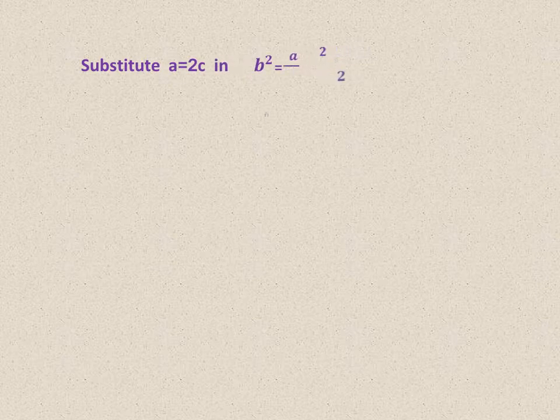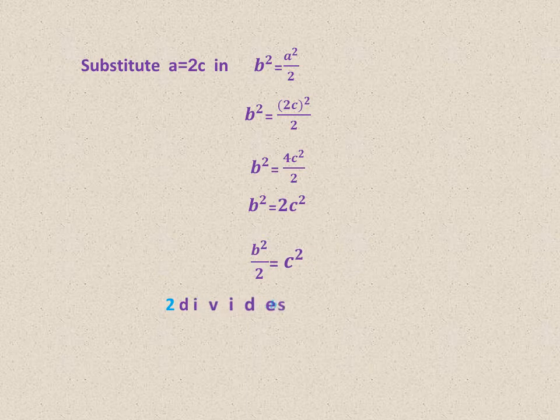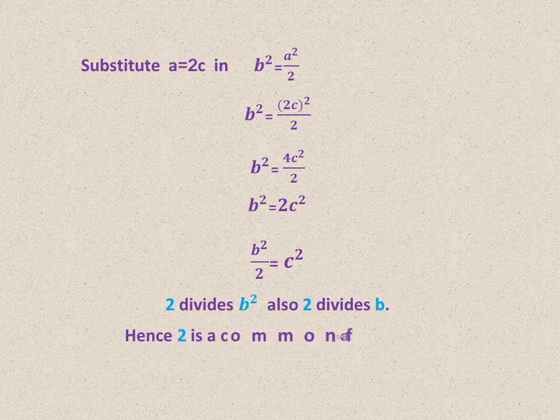So we substitute a equal to 2c in b square equal to a square by 2. So b square equal to 2c whole square by 2. 2c whole square means 4c square, so b square equal to 4c square by 2. Here 2 and 2 cancel, so 4 by 2 is 2, so we get b square equal to 2c square. So 2 is transposed to LHS, we can write b square by 2 equal to c square.